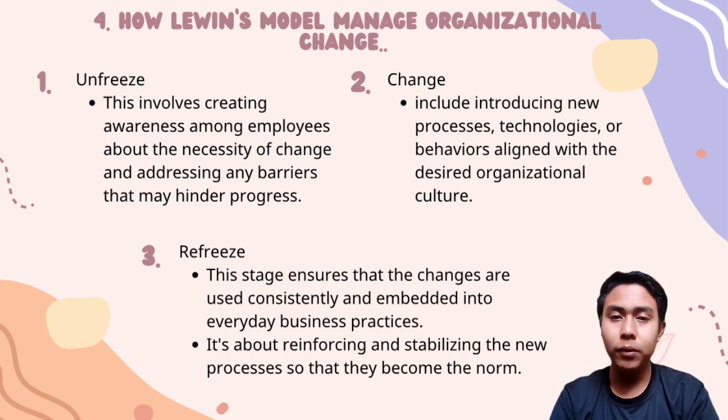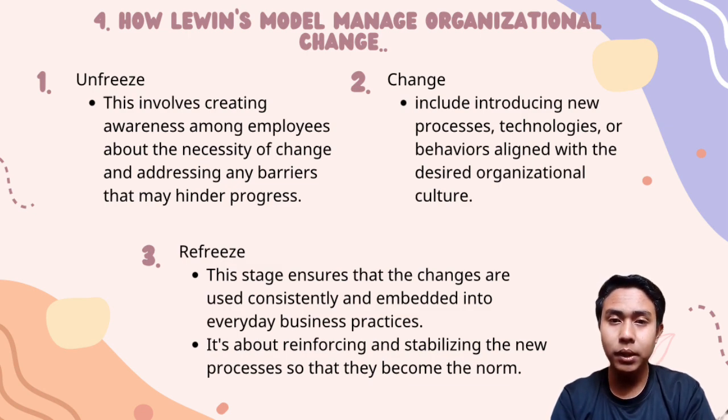This stage involves implementing the desired change, whether structural, procedural, or cultural. This may include introducing new processes, technologies, or behaviors aligned with the desired organizational culture. For instance, the company mentioned earlier might introduce a new customer relationship management system and train staff on how to use it effectively to improve customer interaction. The last point is refreeze.